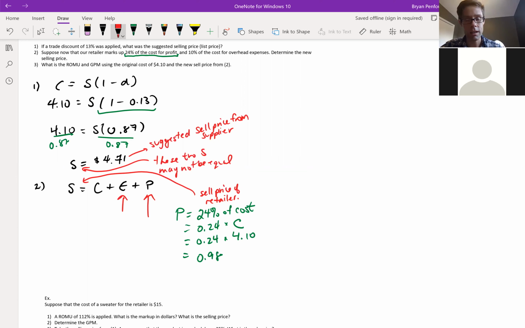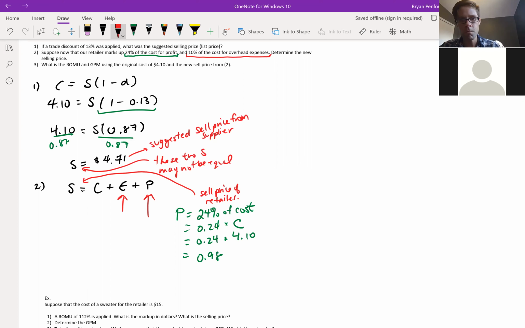Expenses could be a lot of things. Expenses could be like rent. It could be employees' wages. It could be a pot of money that we use to buy new equipment. So there's lots of expenses that might come up in business, and usually we want to allocate some of our markup to a pot of money that we can use for these expenses.